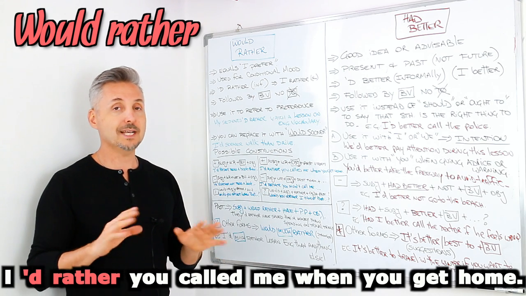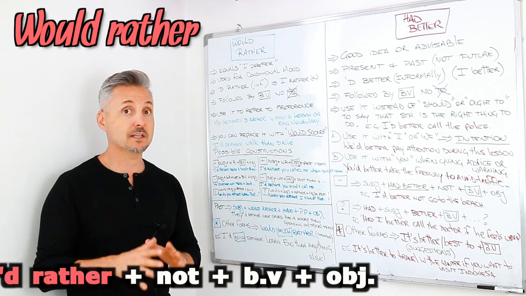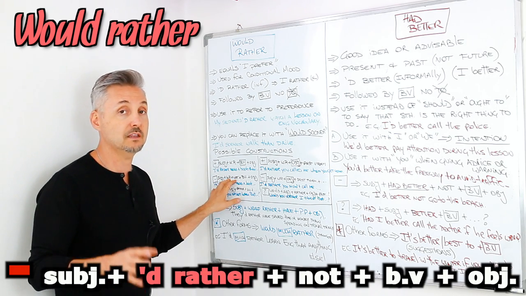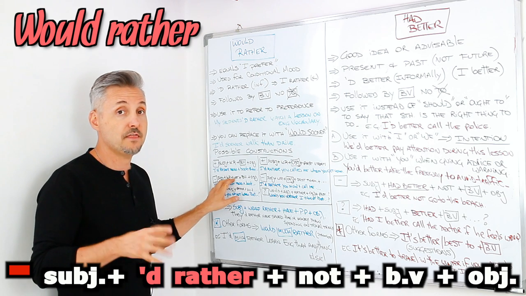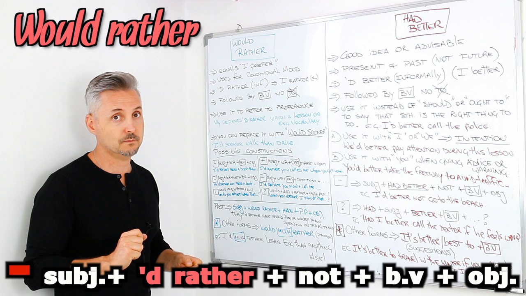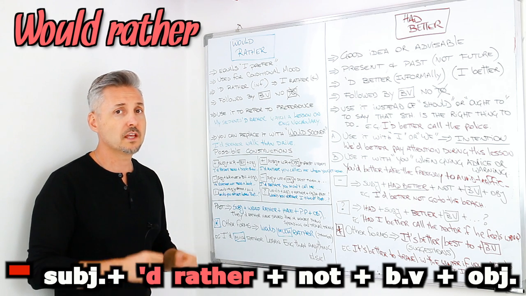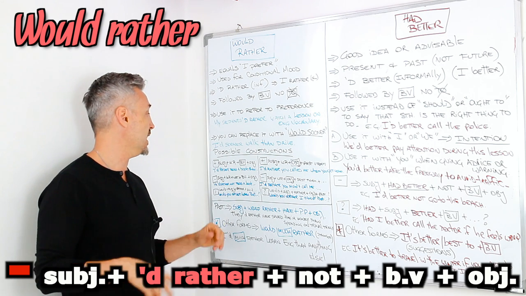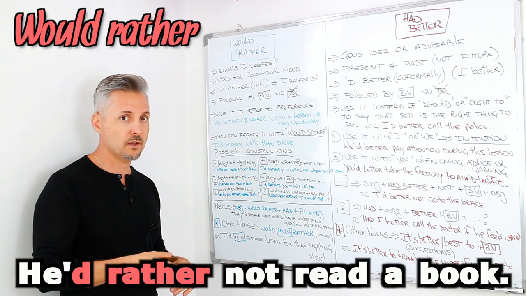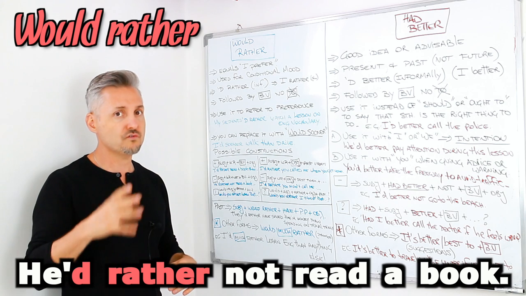Okay, so let's take a look at the negative sentence. We need the subject, then would rather, then not, then the base of the verb, and then the object. The example that I wrote here is, he'd rather not read a book.